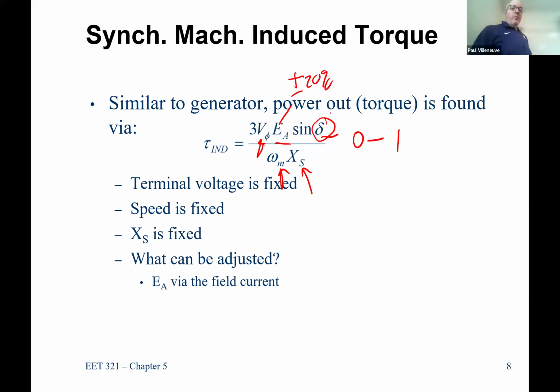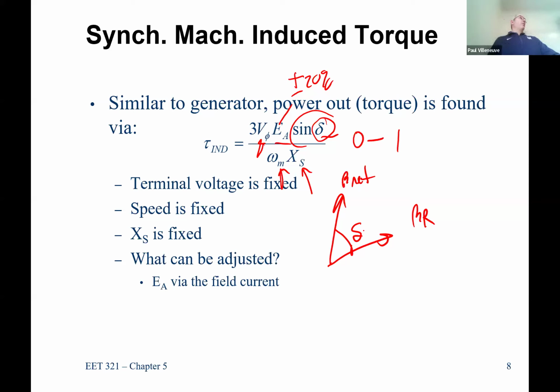By taking the angle between B net and BR and either increasing or decreasing it, that's how you get real torque out of the machine. In a real world application, getting more torque out of a machine is another way of saying put more load on it. Think about driving a car: if you start going uphill and want to maintain speed, you have to put more fuel in. It's the same thing here. If you put more mechanical load on something, you have to draw more electrical power.